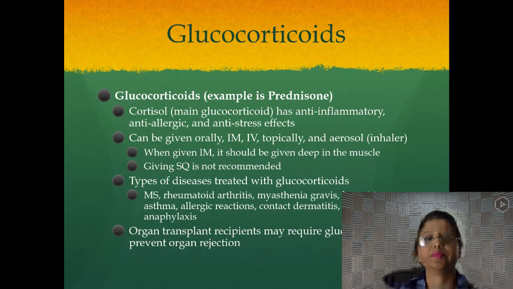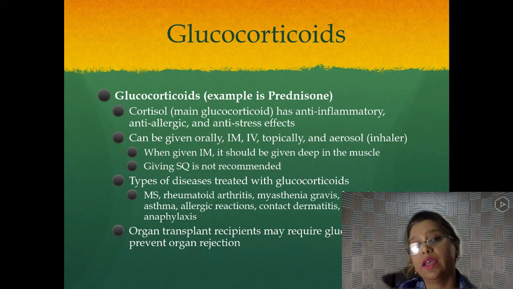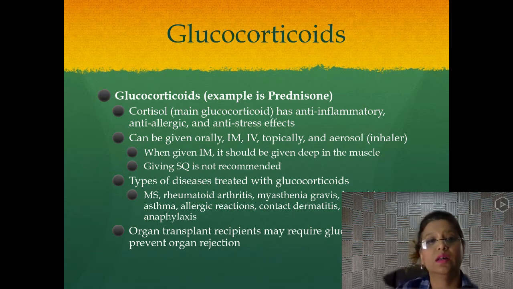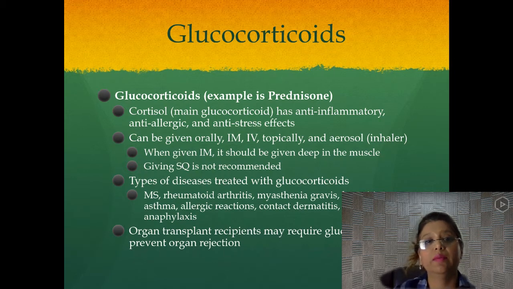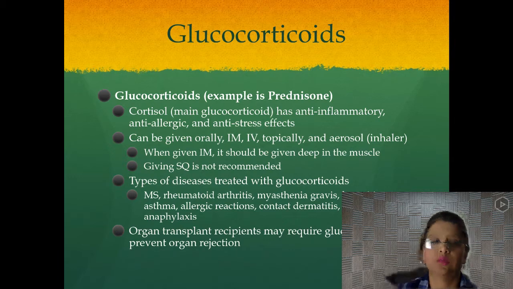Glucocorticoids, one example is prednisolone. Prednisolone or cortisol has anti-inflammatory, anti-allergic, anti-stress effects. It can be given orally, IM, IV, topically, or in an aerosol inhaler. So what is cortisol? Cortisol is technically a naturally made hormone, but some steroids are artificially made. One of them is prednisolone. It could be given PO, like a tablet form, IM, IV. We just don't give it subcutaneously.